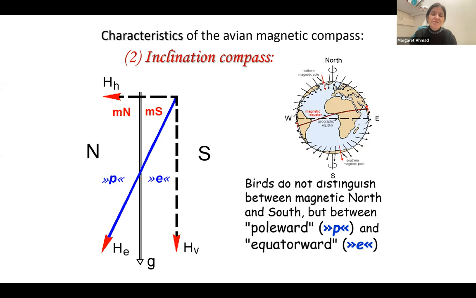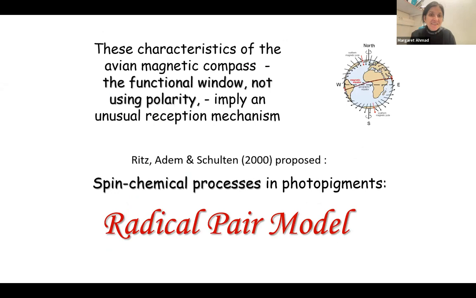So this is a very important feature of the avian compass, and a very theoretically difficult one to explain. In fact, that was the thing, I think, more than anything, that led to the idea there must be some unknown mechanism involved, stimulating Klaus Schulten, and as we heard, mostly, of course, Torsten Ritz. Next slide. So these characteristics gave rise to the idea that there might be a spin chemical process. And it was Torsten Ritz and Klaus Schulten in 2000 who proposed the radical pair mechanism for bird navigation. That was really Torsten's contribution to this idea.